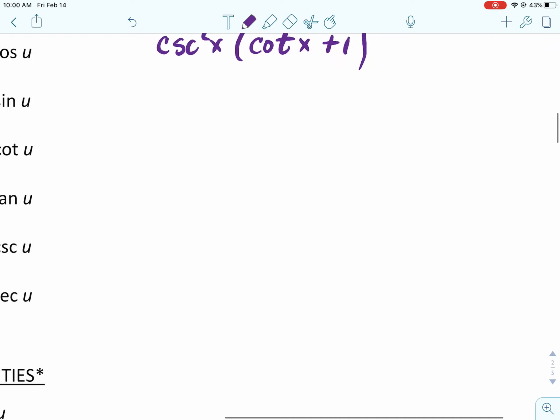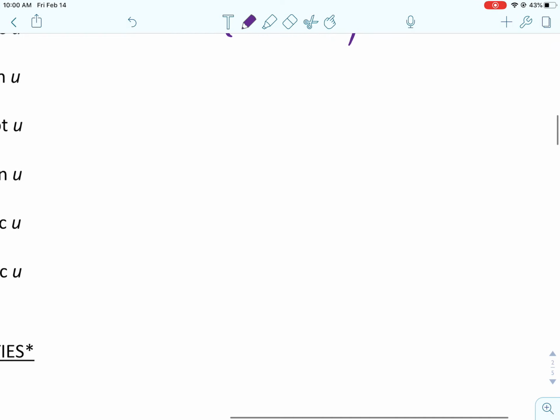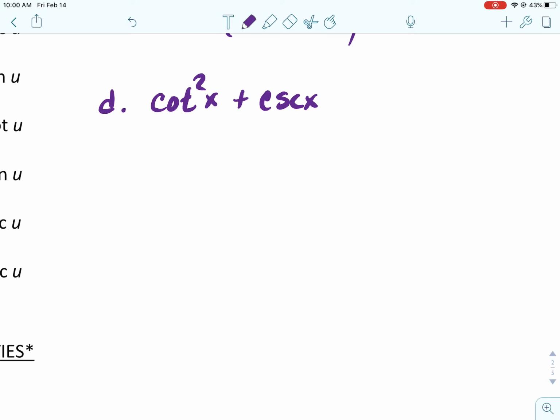Okay, we have a couple more to do. So for D, we have cotangent squared of x plus cosecant of x minus 1. All right, the difference in this one and the one we just did is we have two different trig functions, and we're not going to be able to factor them like it's written.